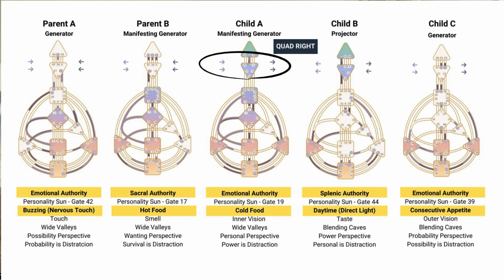This is something we call the quad right. So this child in particular in this family dynamic is going to operate very differently than the other individuals in the family. Because their arrows are all pointing right, they're going to probably thrive with less structure. They will probably thrive with less consistency in their day.